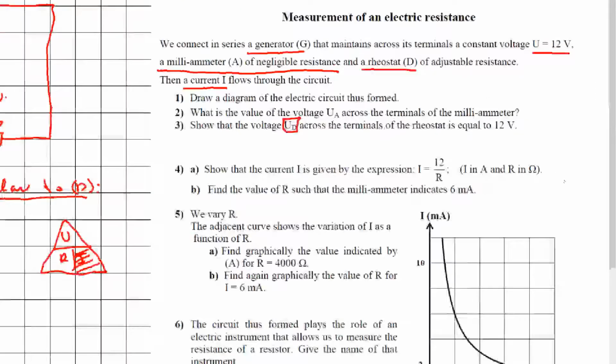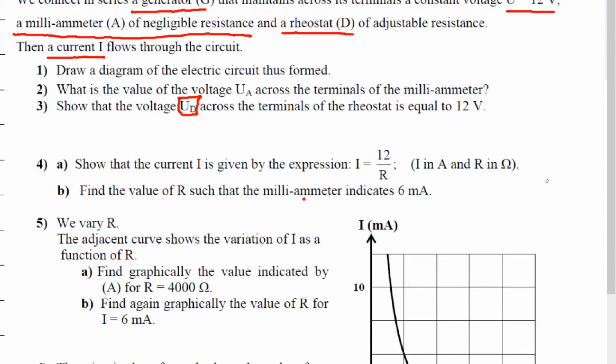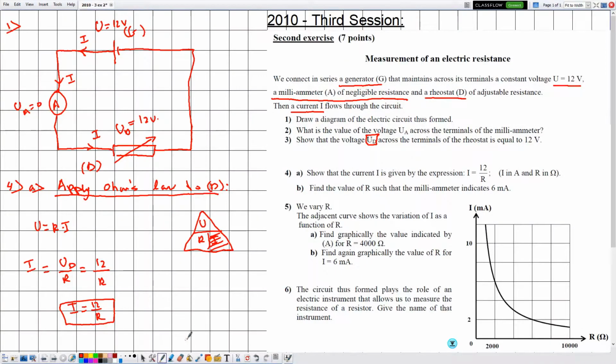Now in part B, they are telling me to find the value of R such that the milliammeter indicates 6 milliamps. So here let me write that I is equal to 12 divided by R.